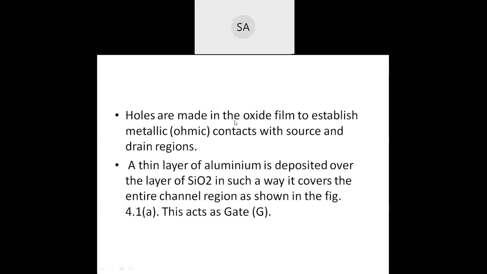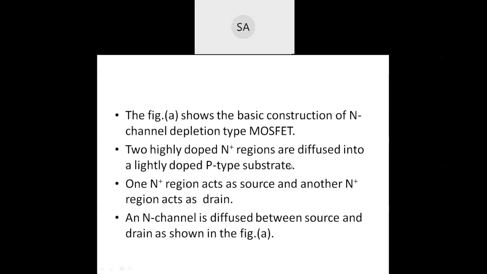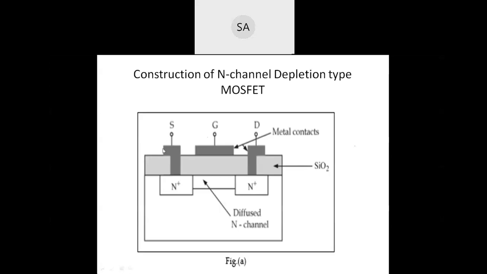Holes are made in the oxide film to establish the metallic or ohmic contacts with the source and drain regions. A thin layer of aluminum is deposited over the layer of SiO2 in such a way as to cover the entire channel region, as shown in figure A. This acts as a gate. This aluminum layer is deposited on top of the oxide, which forms the gate material.